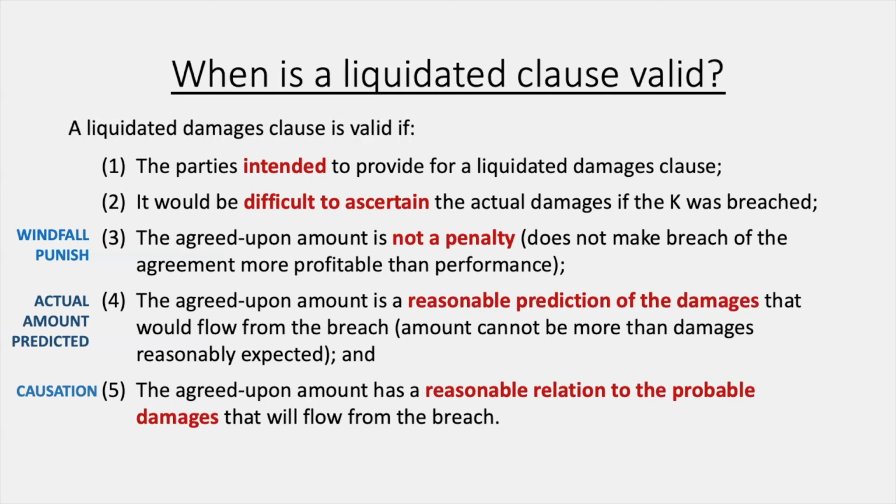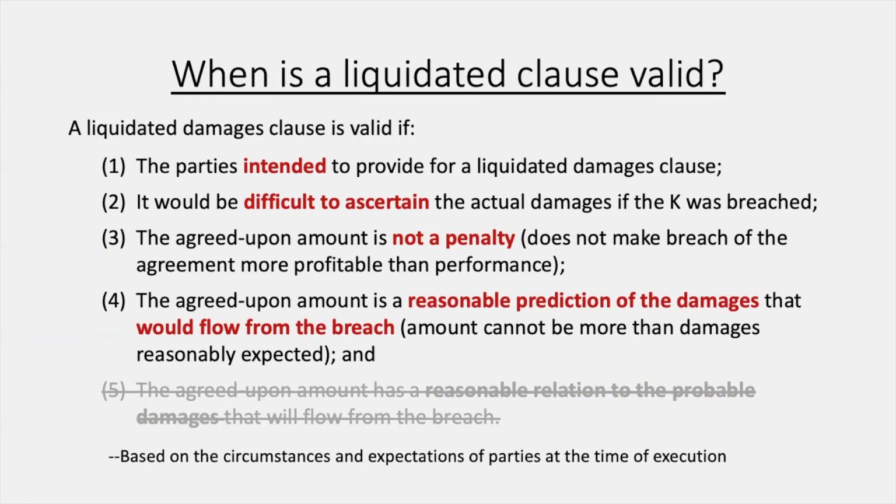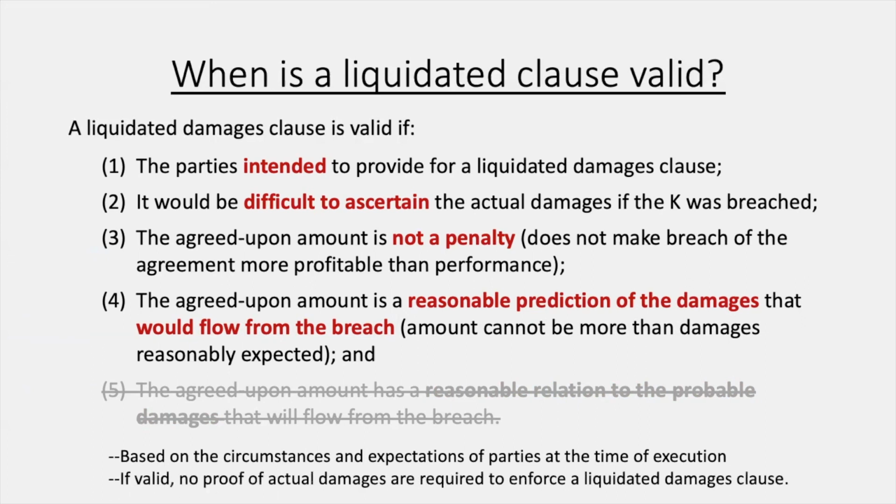Or the fifth element looks kind of similar to the fourth one because it deals with reasonableness, but it's actually dealing with causation, where the amount has to be reasonably related to what the breach actually would be. But for purposes of the exam, let's simplify it and not deal with the fifth one because it actually kind of shows up in the fourth element, where you still have to have a reasonable prediction of damages that would flow from the breach. So the prediction must be good in the amount as well as related to the breach. The other two sub rules are based on circumstances and expectations at the time of execution. And if valid, no proof of actual damages are required to enforce a liquidated damage clause.